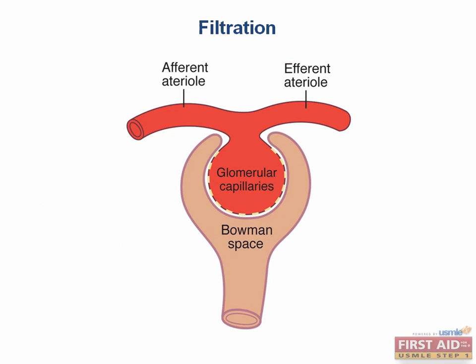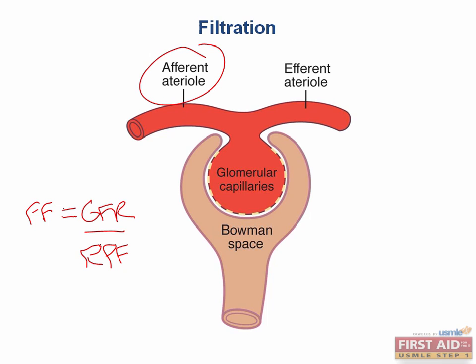On the other hand, prostaglandins can affect the filtration fraction in a different manner. Prostaglandins dilate which arteriole? Correct, the afferent arteriole. This will lead to an increase in both the renal plasma flow and GFR. Therefore, the filtration fraction will thus remain unchanged.